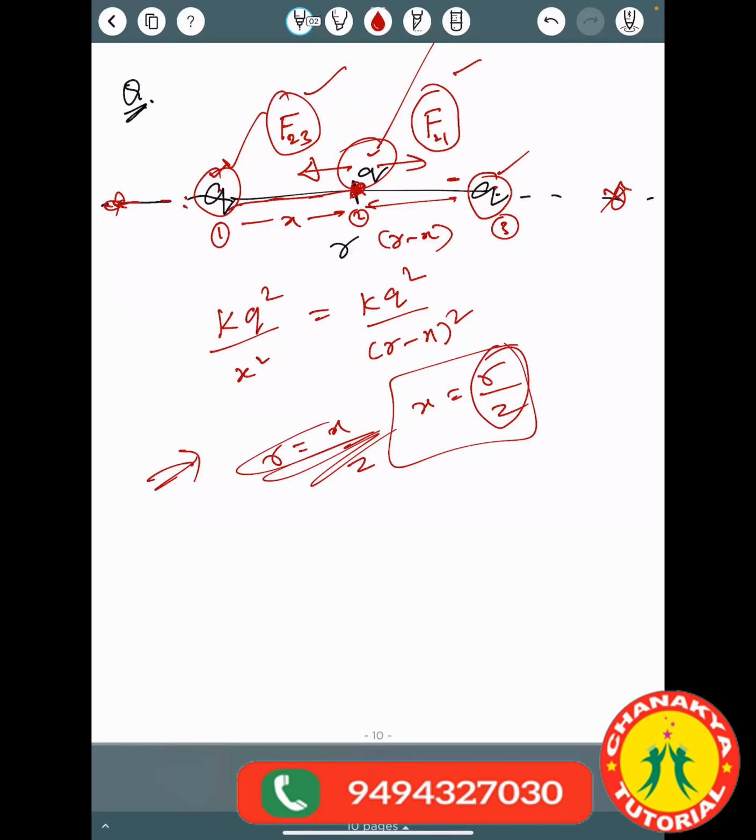Sir, they gave the magnitude as Q by 4. They gave Q by 4. Can you send me the question? In the group. No, I can't. Okay, yes, one second. In the group or to me, anywhere you can send.